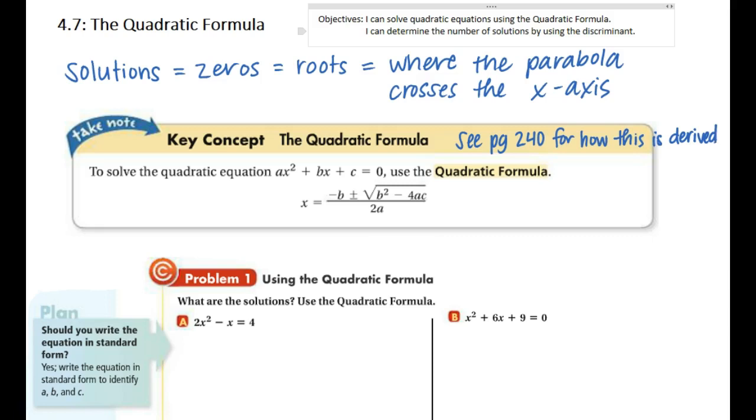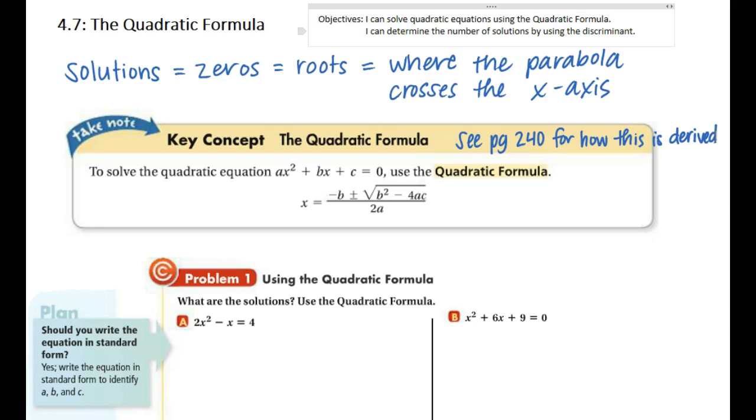If you are interested in seeing how the quadratic formula is derived from the standard form of a quadratic equation, feel free to check out page 240 to see how this is made. So here's the equation, the quadratic formula. It is x equals negative b plus or minus the square root of b squared minus 4ac all over 2a. And hopefully that sounds a little bit familiar from Algebra 1.